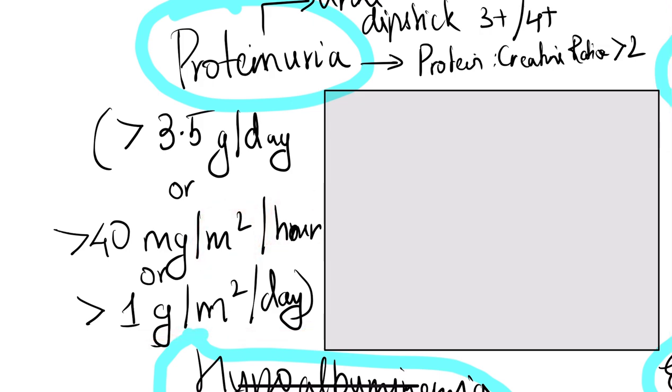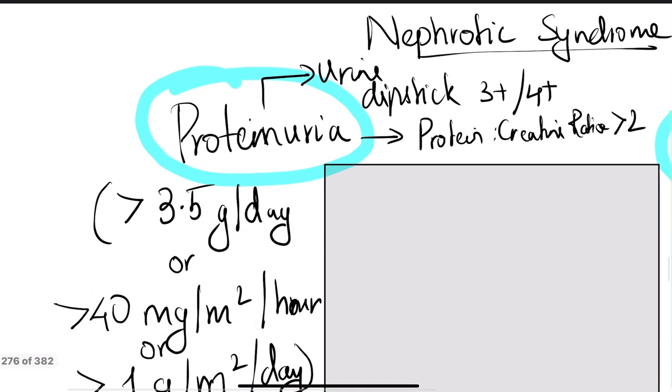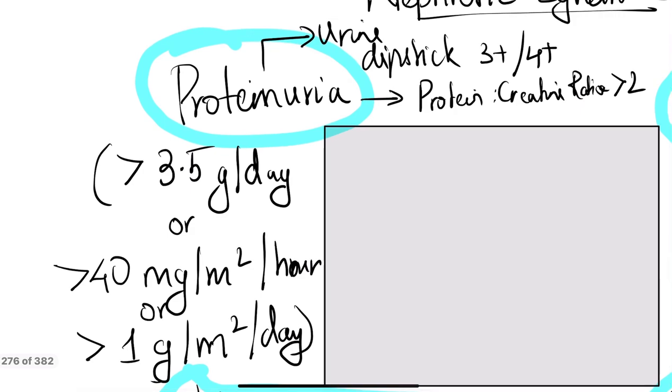So this is important quantification-wise. You have to mention this clearly for viva or even write it in the exam. So this is how you quantify proteinuria: 3.5 gram per day or 40 mg per meter square per hour and 1 gram per meter square per day. Urine dipstick showing 3 plus or 4 plus is considered significant proteinuria, and protein creatinine ratio is more than 2.